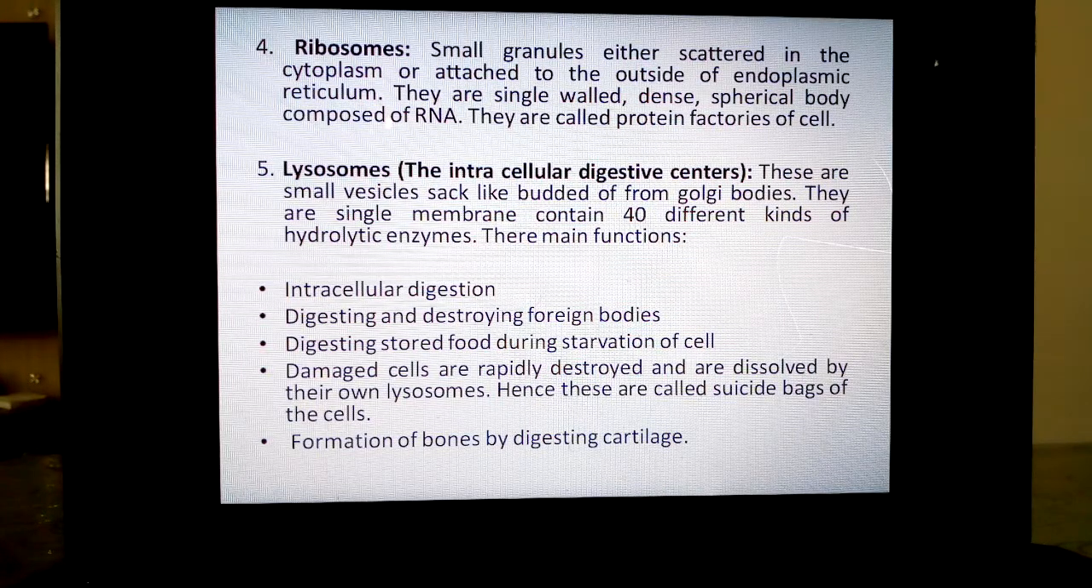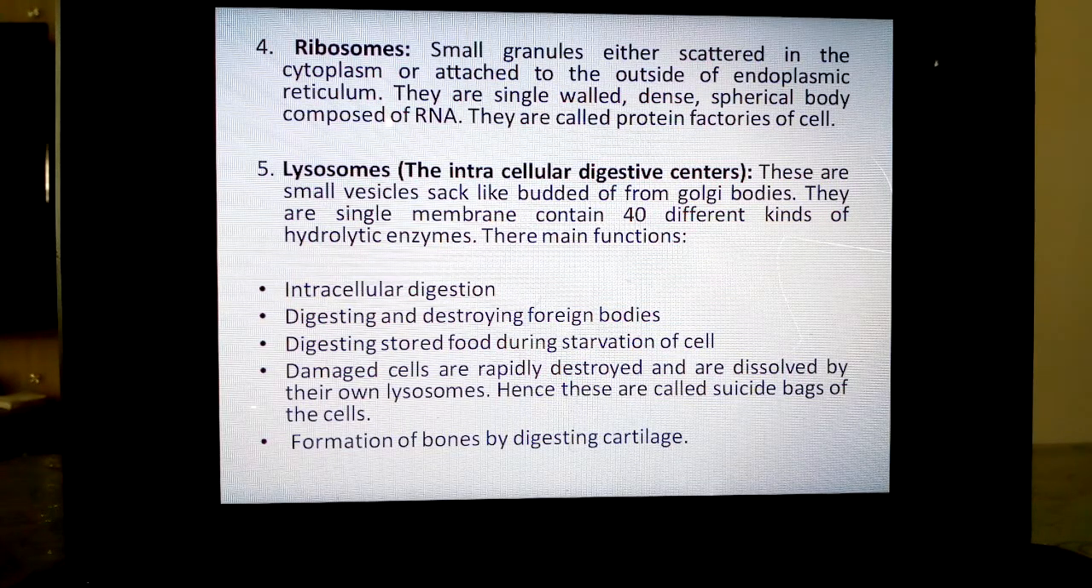And damaged cells are rapidly destroyed and dissolved by their own lysosomes. Hence, these are called suicide bags of the cells. Suicide means what? Killing one's own self. Got it? You have learned pesticides, insecticides. Killing pests is called pesticides. Killing insects is called insecticides, like that. Killing one's own self is called suicide.